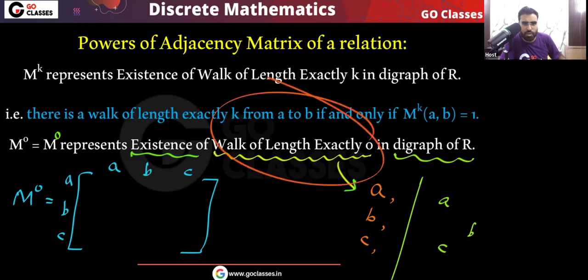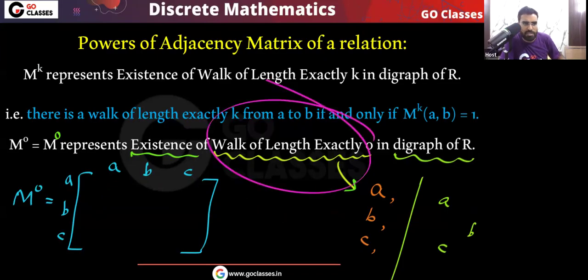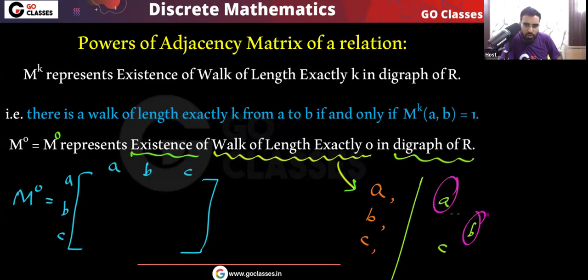A walk of length 0 means there should be no edge. Length of a walk means the number of edges in that walk. So between different vertices, can you have a walk of length 0? No. A walk of length 0 simply means that you are here, only from A to A. But there should be no edge. Don't consider the self loop.